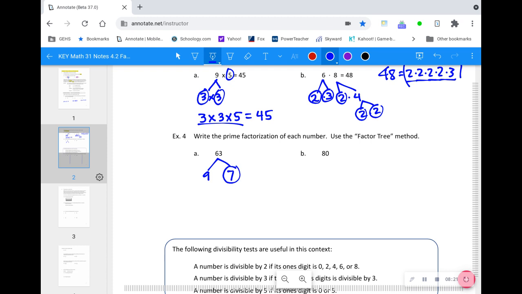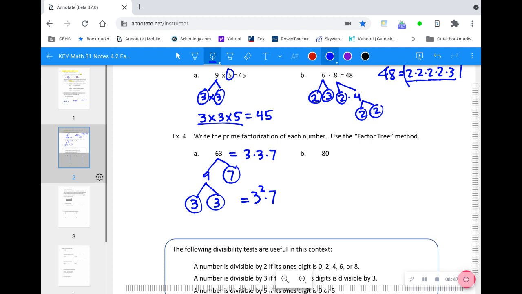Now, 7 is prime, so you circle it. But the 9 breaks down, and it's 3 times 3. And because these are primes, you circle them, and now you write this as 3 times 3 times 7. You also want to then write it with exponents. 3 times 3, you're going to say that's 3 to the second power times 7.